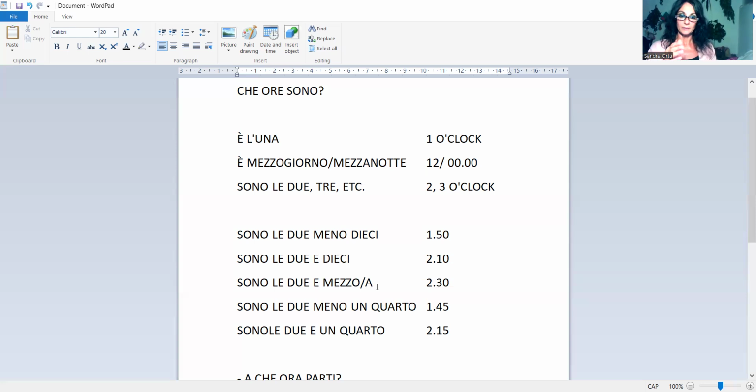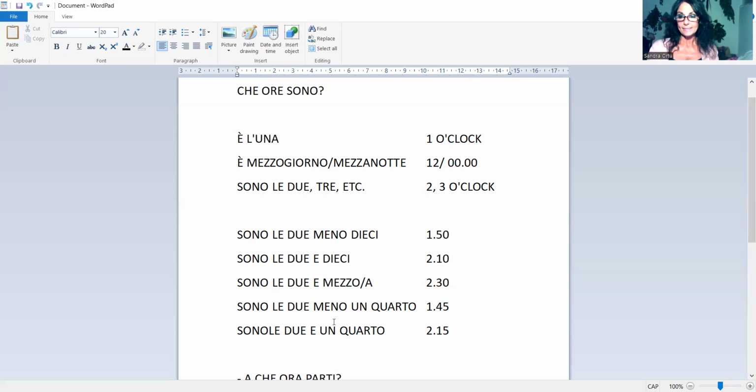When we have half past, sono le 2 e mezzo. It is 2 and a half. I put the choice between mezzo and mezza because some people say mezzo, some mezza. There is a theory behind both of them. It doesn't matter. You choose which one you prefer the most, or you just copy whatever other people are saying. So, sono le 2 e mezzo. It is 2 and a half.